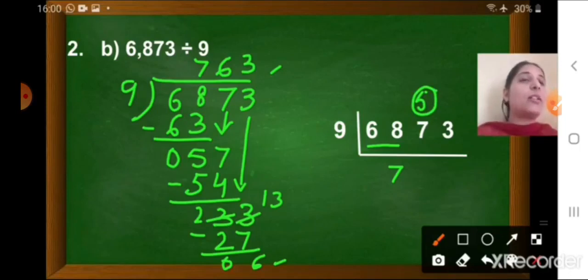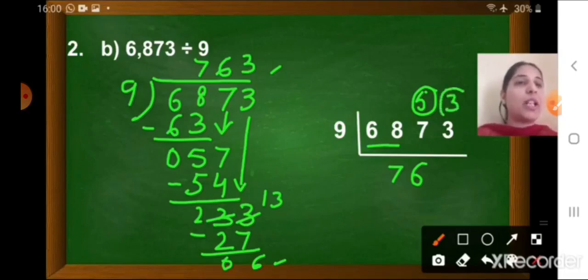Now we'll go for 9 sixes are 54, because 9 sevens are 63 will be more than 57. So 9 sixes are 54. Now when that 54 is subtracted from 57, we'll get 3. So that 3 we will write just above the next digit of the dividend. So now we have 33.